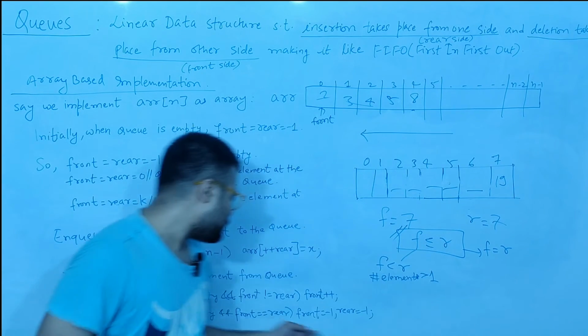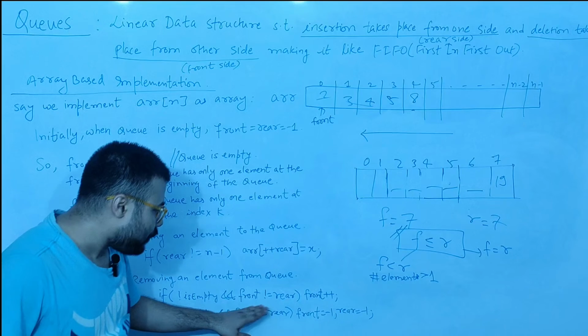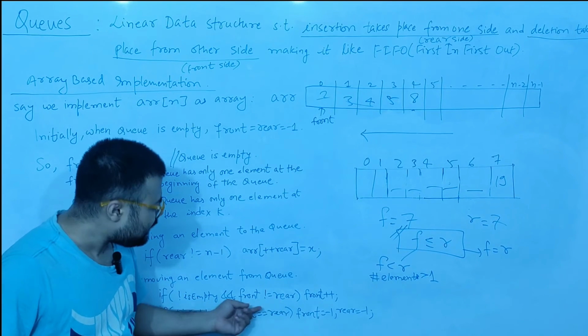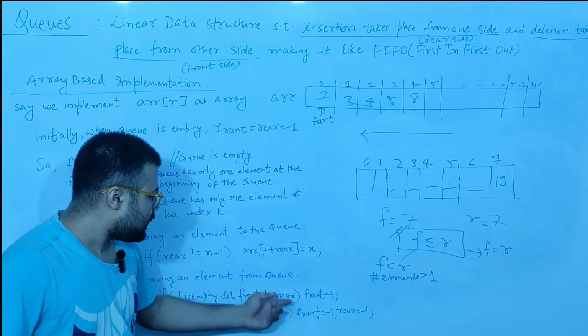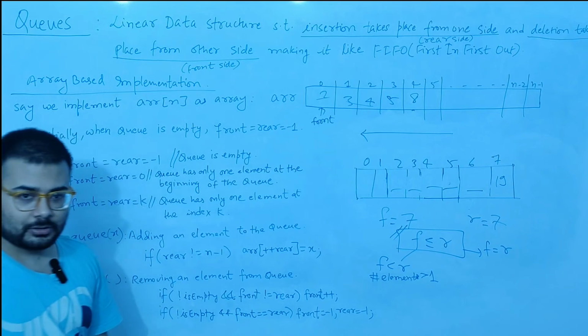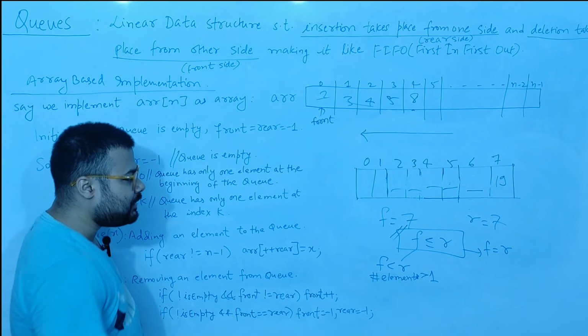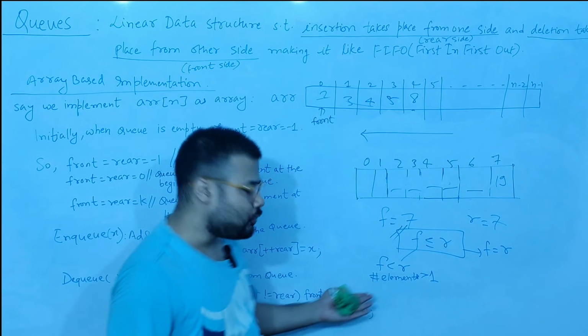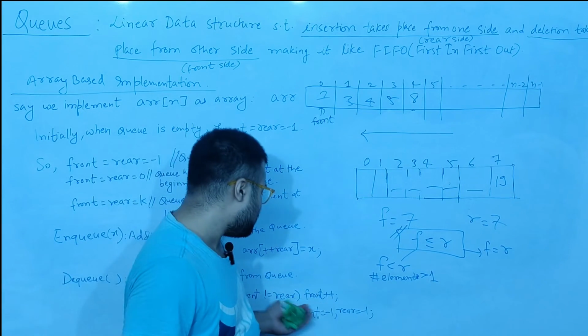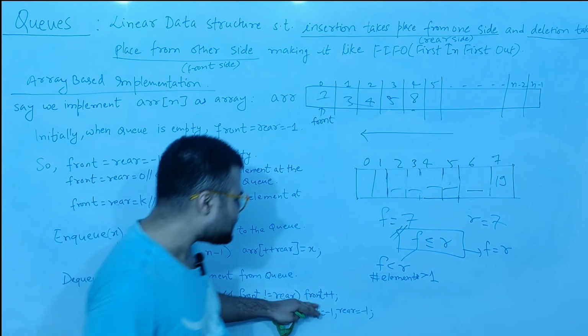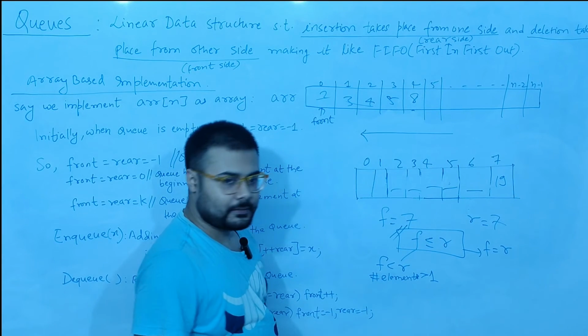Since front is less than or equal to r, if I want that front and rear are not equal, meaning front is less than rear, then front plus plus. Because if front is not equal to rear, it means there are more than one element, and you can very easily delete that element, meaning your front will be incremented.